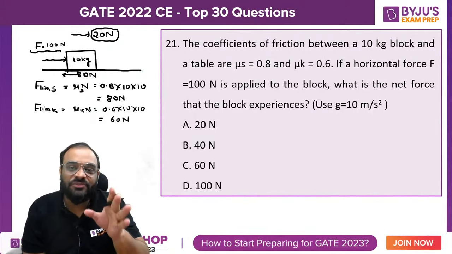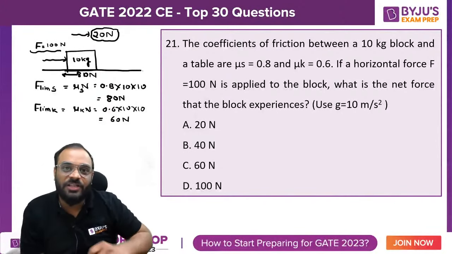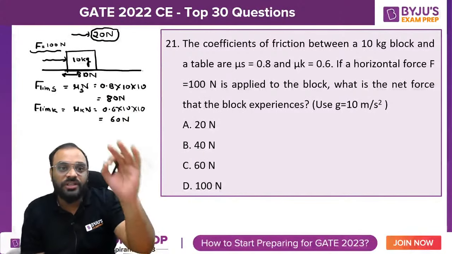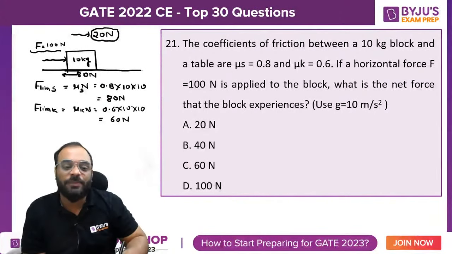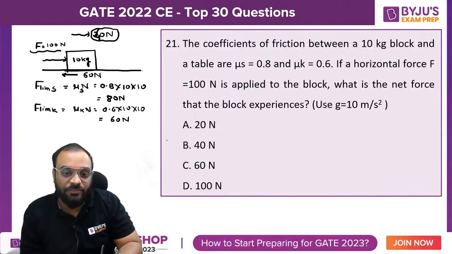The 20 Newton force is trying to move this particular block in the forward direction. So what will happen? The static friction force is over. Now the kinetic friction force will come into the picture. So what will happen, guys? This 80 is not to be applicable in this case. Now the force will become 60 only, right? And that's why the final force will be 40. D is the correct answer.